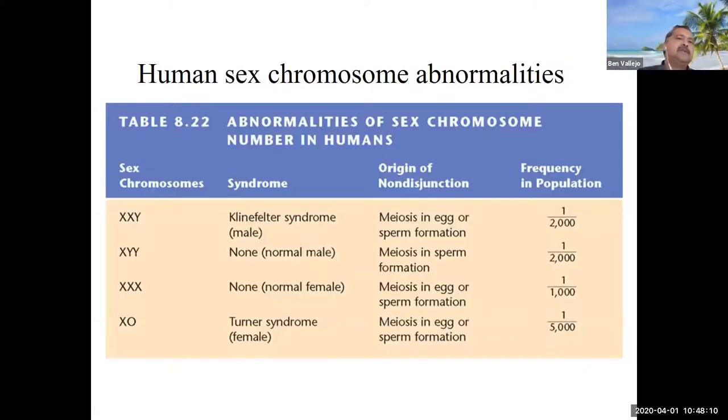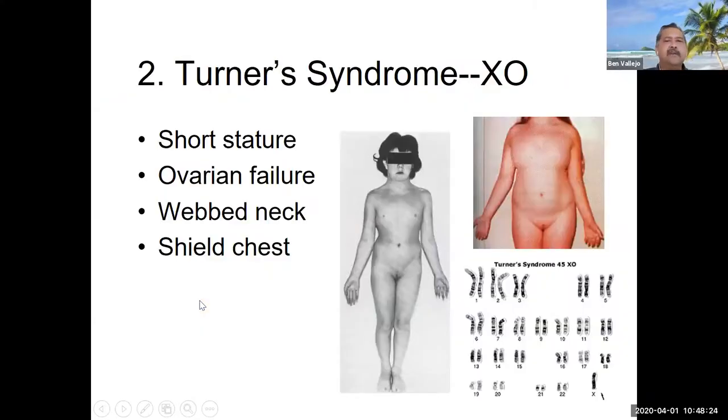Now you can also see that you can have an abnormal number of sex chromosomes. Rule of thumb, if you have a Y, you're a male. If you don't have any Ys, you're a female. So let's take a look at it. Here's the first one. This is Turner syndrome. And Turner syndrome occurs when you have not 46 but 45 chromosomes.